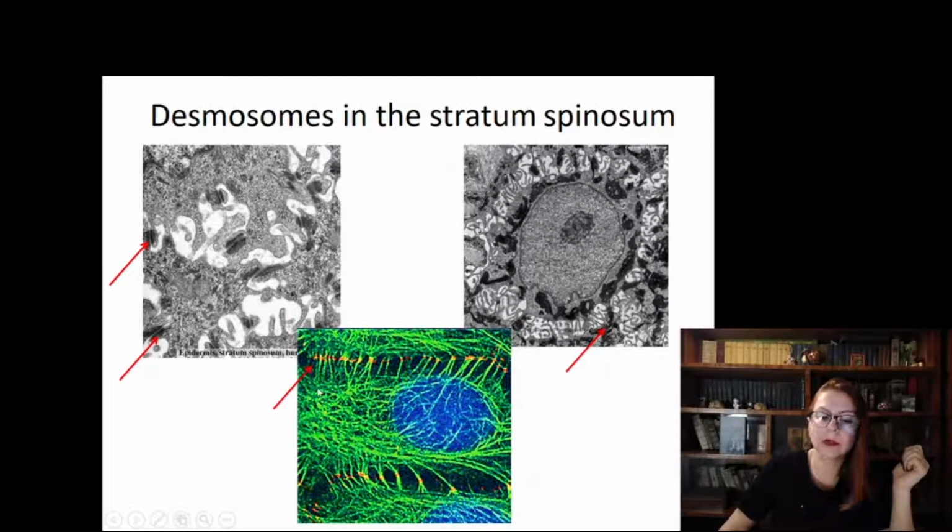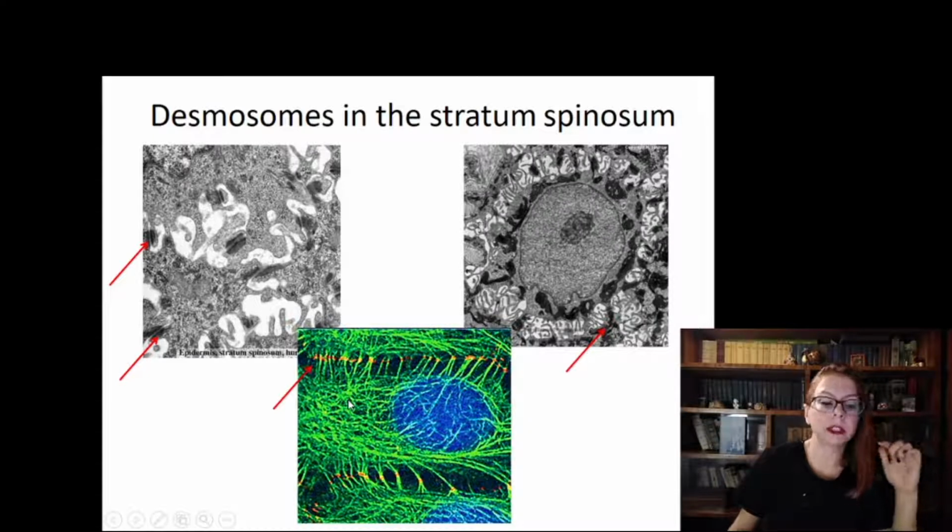In this fluorescent micrograph, the cytoskeleton of the cell is represented. Here are keratin filaments, which are intermediate filaments, and they are part of the cytoskeleton. You remember there are microtubules, microfilaments, and intermediate filaments.